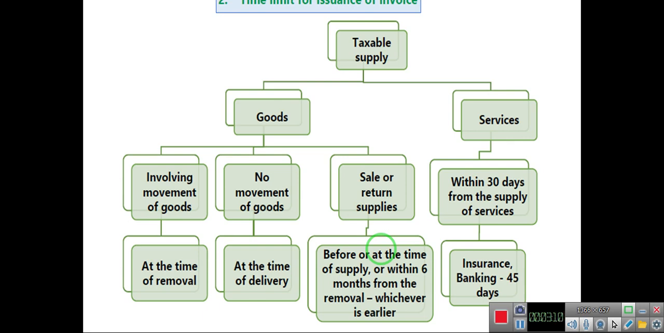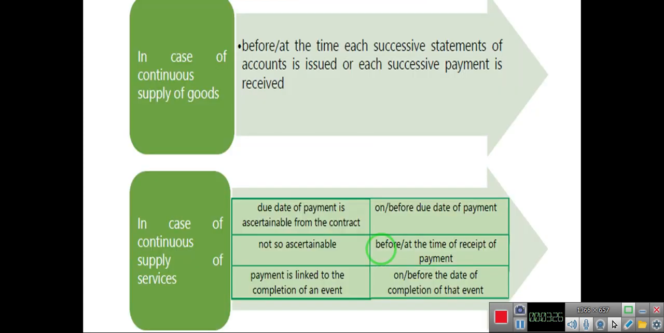In case of services, the time limit for issue of invoice is within 30 days from the supply of services. In case of insurance and banking services, the time limit for issue of invoice is 45 days. In case of continuous supply of goods, the time limit for issue of invoice is before or at the time each successive statement of account is issued or each successive payment is received.